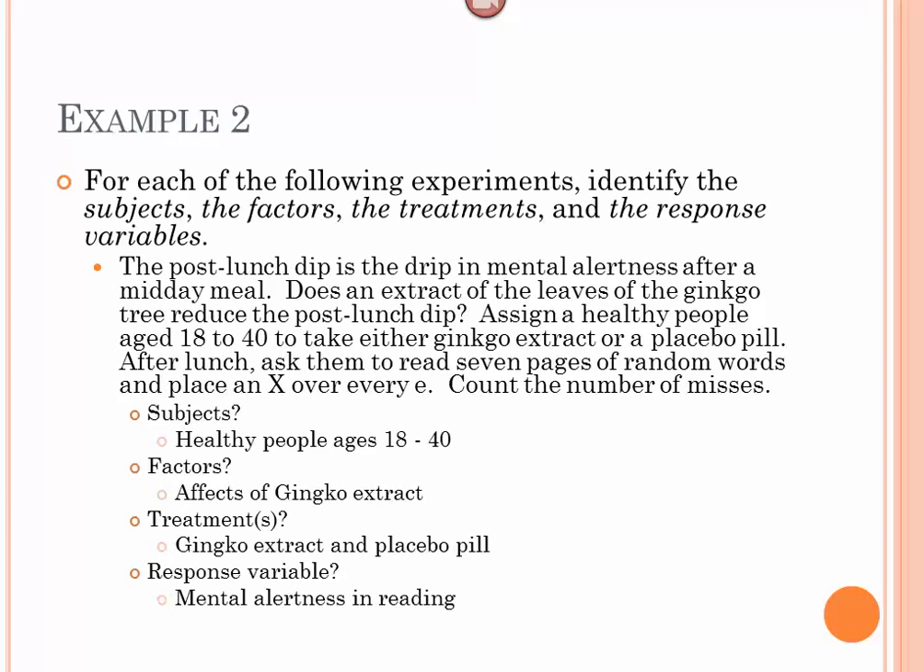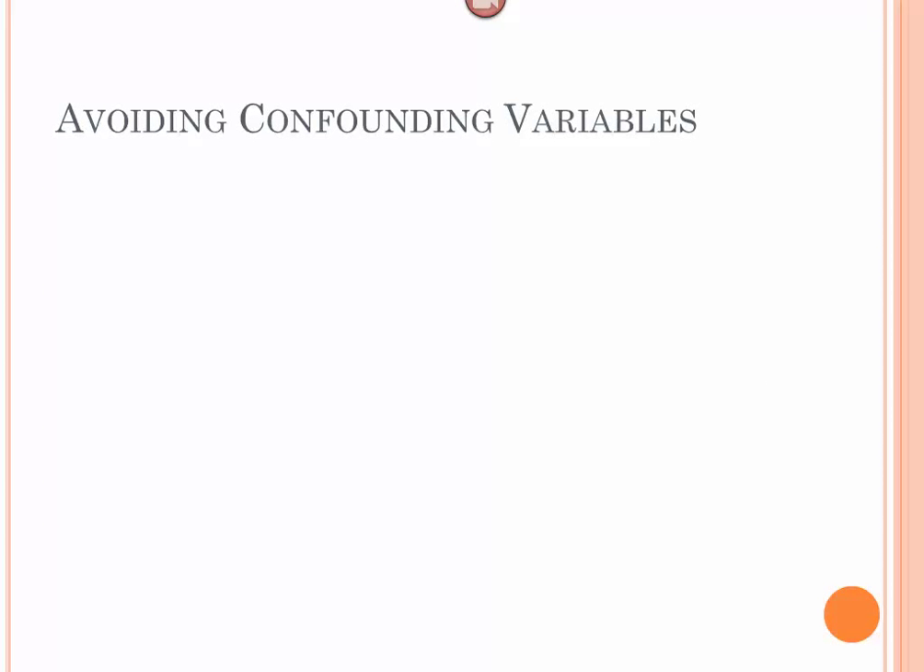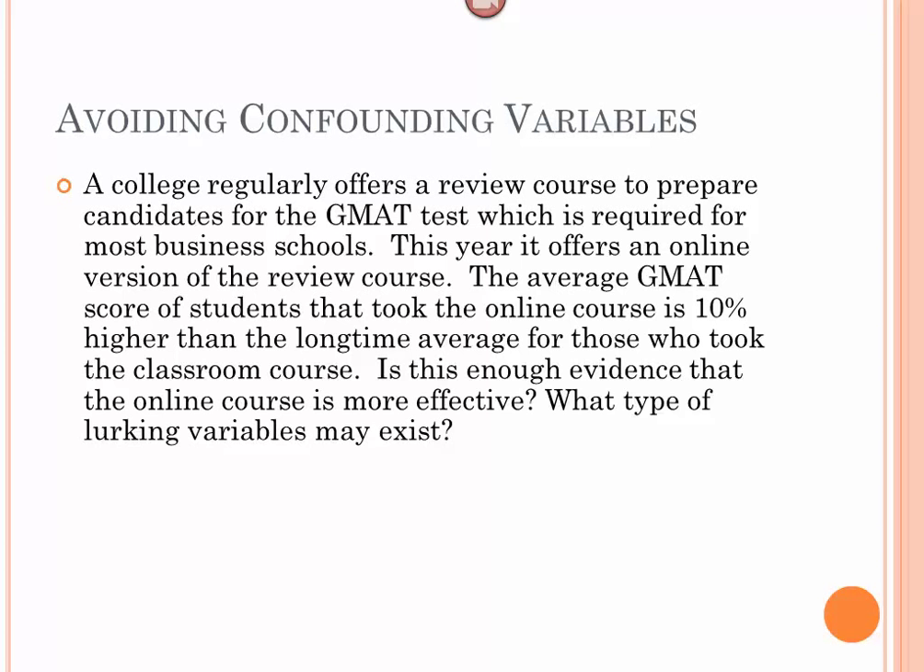Very good. So we always want to avoid these confounding variables here. And so we're going to look at an experiment that was done in this particular school district. A college regularly offers a review course to prepare candidates for the GMAT test, which is required for most business schools. This year it offers an online version of the review course.